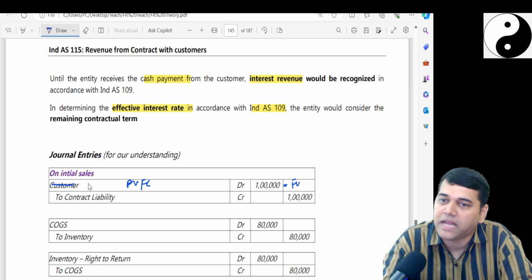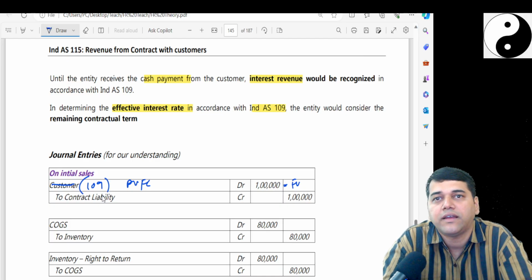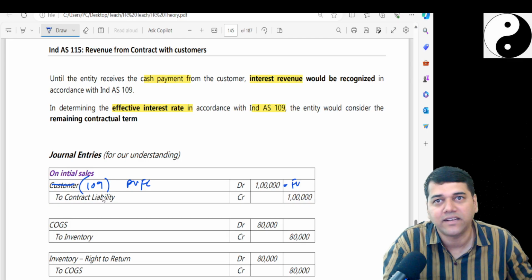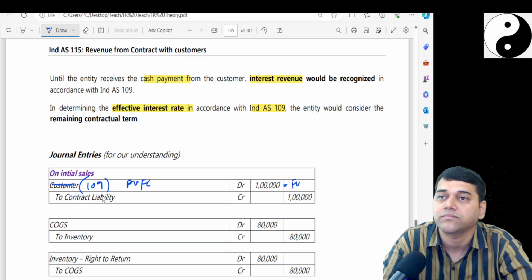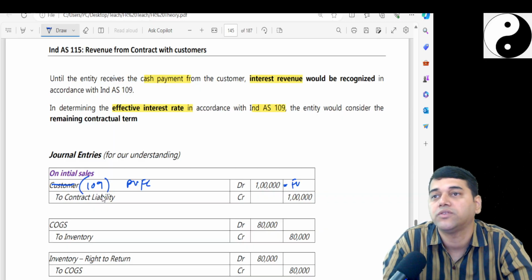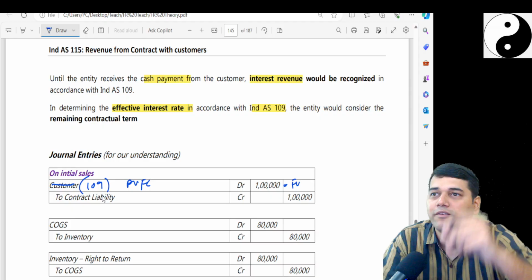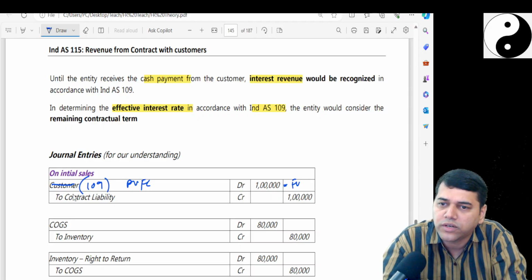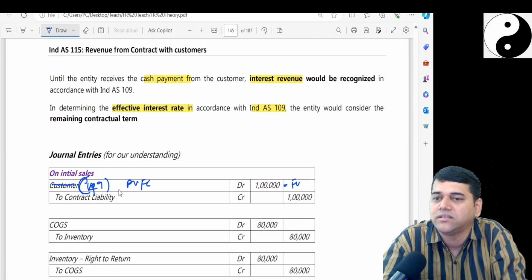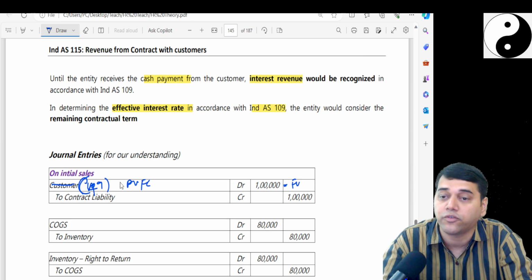If it was customer and you had accounted as per 109, what does 109 say? Fair value. Forget the second leg. The second leg is told by a different standard. The first leg comes under 109. Interest on a customer is also a 109 subject matter. So what is your contract asset today? Contract asset is at fair value.